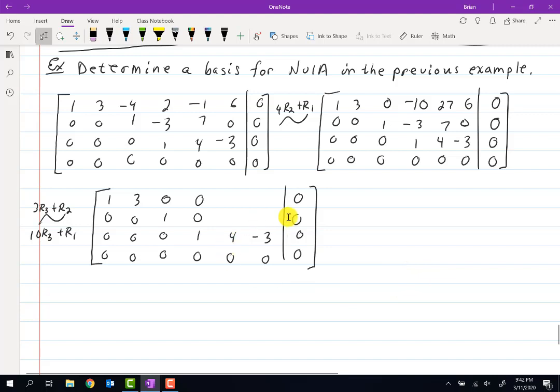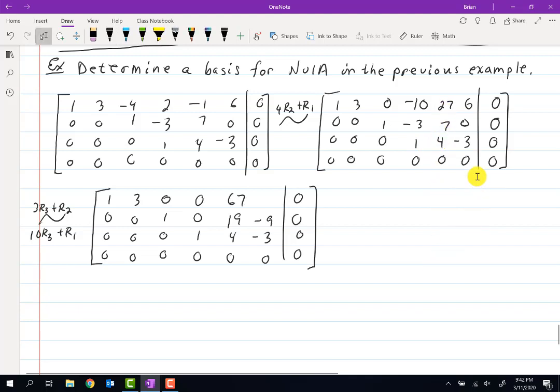Now let's see what happened to these entries over here. So I took 3 times 4, which is 12, plus 7, that'll give me a 19 into that spot. And then 3 times -3 will be -9, plus the 0, put a -9 into that spot. And then I did 10R3 plus R1, so 40 plus 27 will be 67.